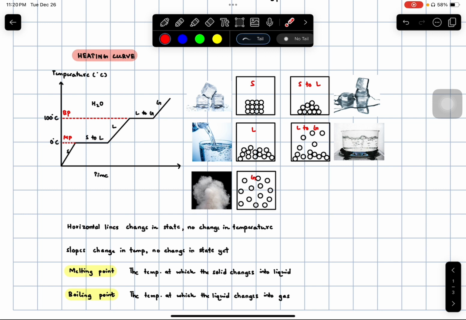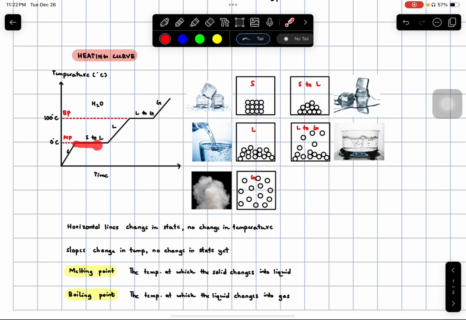Only when all of the solid particles have melted into the liquid here, the temperature will start to rise again. As we are heating, the liquid particles will increase in temperature until we reach a certain point. At that certain point, the liquid will start to change into the gas, which we can see here. Some of the liquid particles still have intermolecular attractive forces, while some of the particles have broken off their attractive forces and start to evaporate or boil. When all the liquid particles have broken off their attractive forces and the particles start to move around randomly, then we have a gas here.